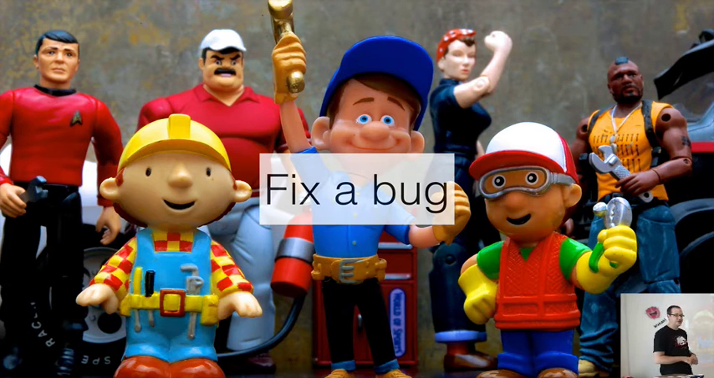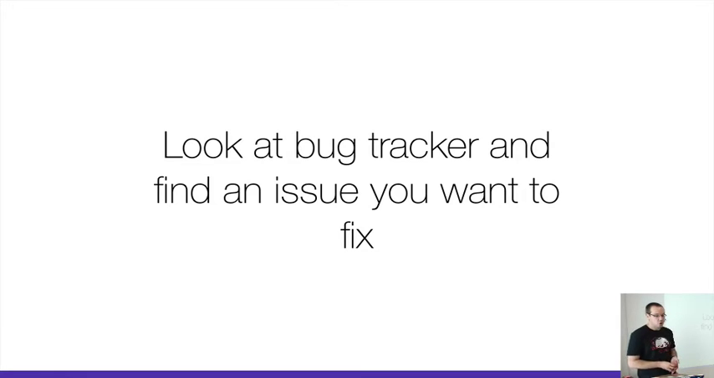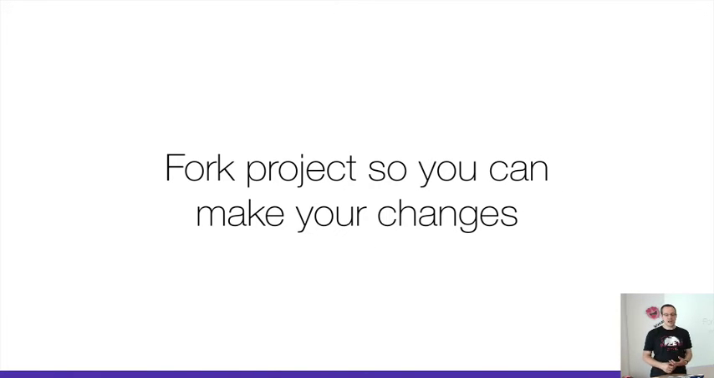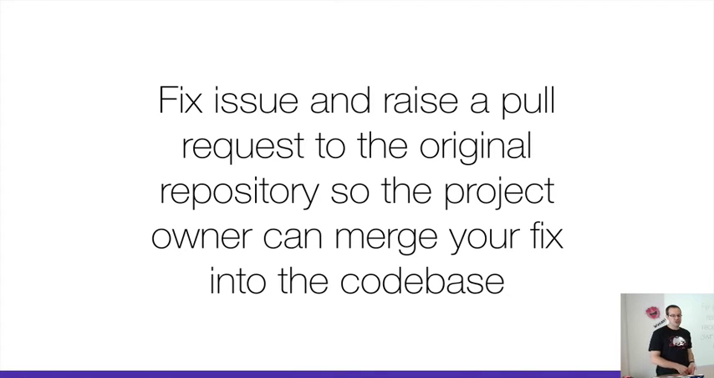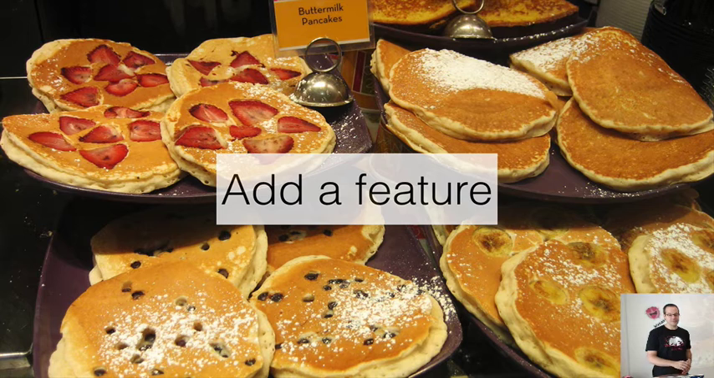Having raised a bug, you might also want to fix one. Either you can look at the bug tracker and find an issue you want to fix, or simply fix something that you actually already found. For your first bug, I recommend you try something simple, so you can get to grips with the code of that project. What you would do is fork the project so you can make changes, and then fix the issue and raise a pull request to the original repository, so the project owner can merge your fix into the code base. They may come back with a few comments, and then you can discuss the fix, and you might have to make some changes before it gets finished.